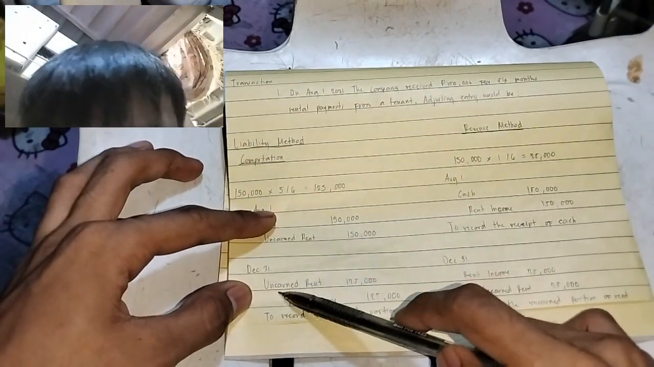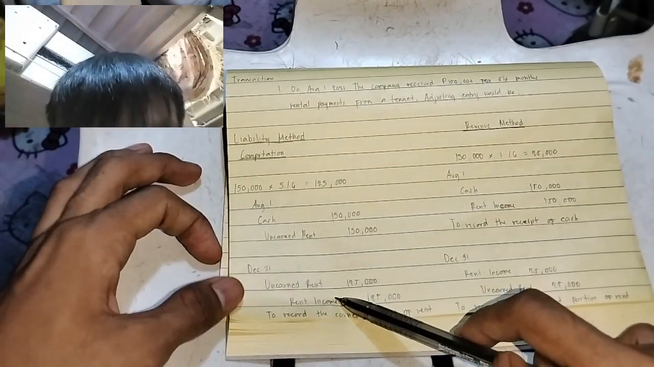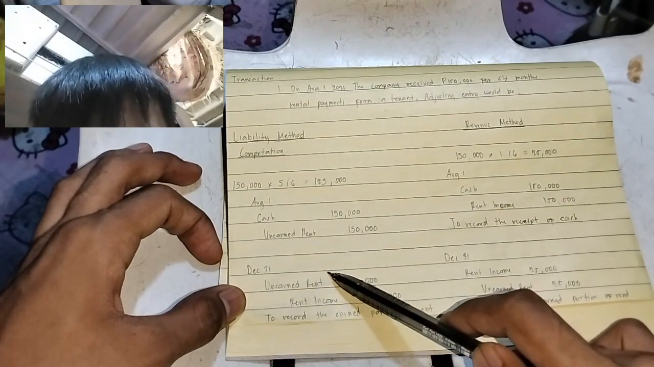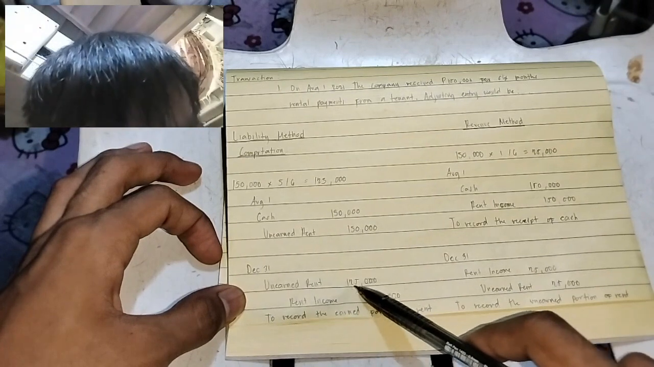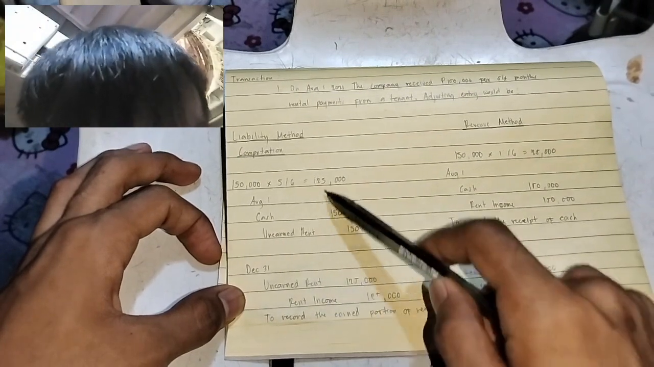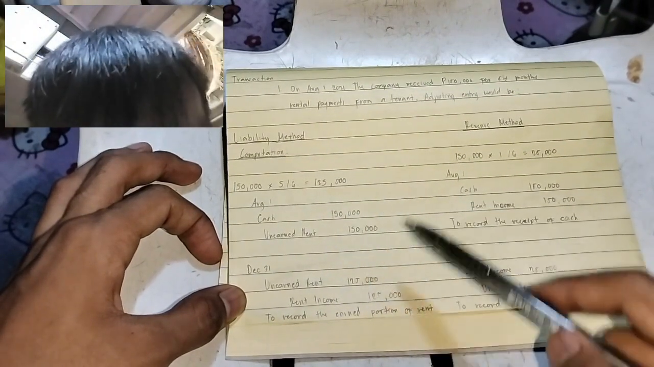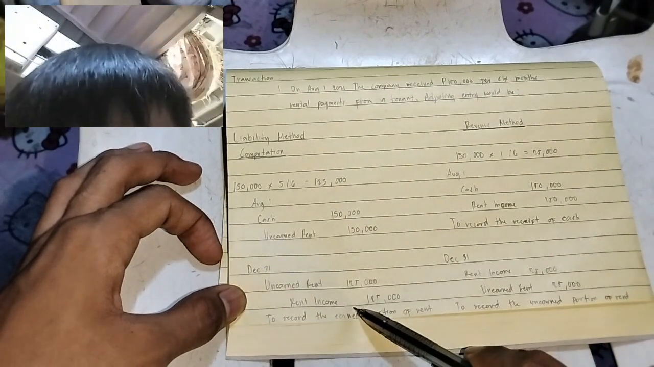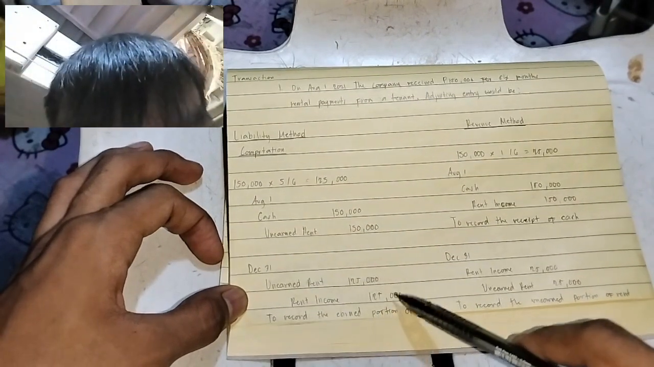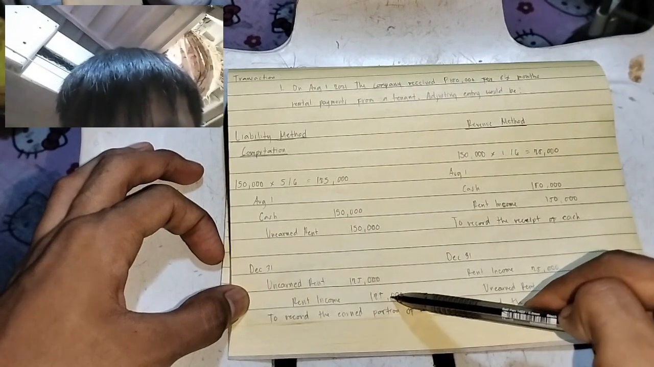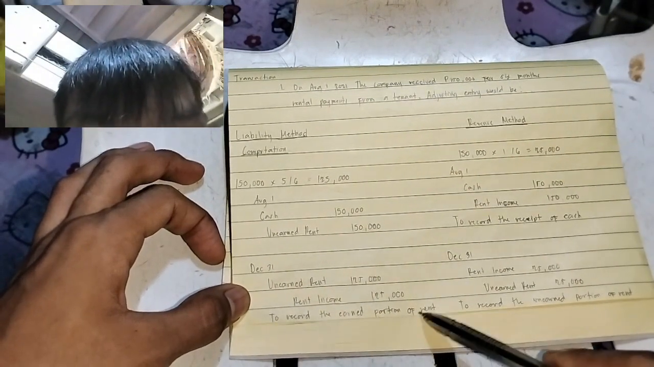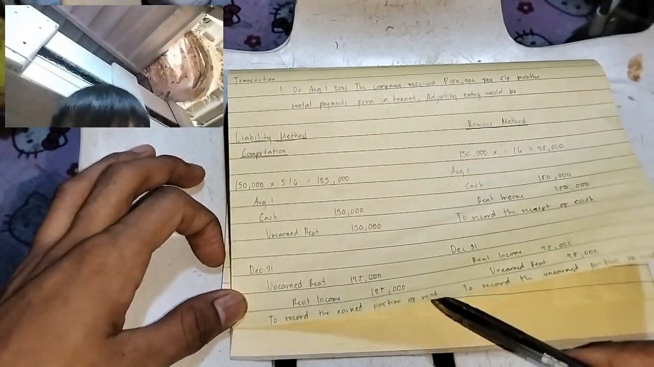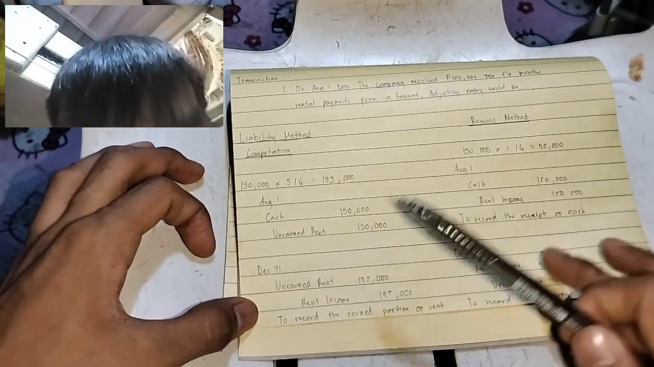So we will make the adjusting entry na for December 31: debit unearned rent 125,000, which is this, and credit rent income 125,000, to record the earned portion of rent. So ito pa yung nabayaran or na-receive.